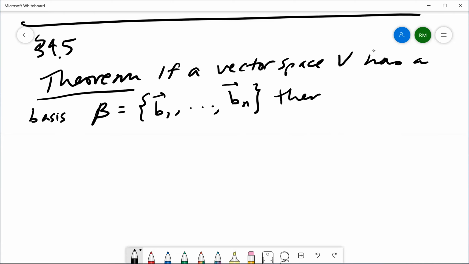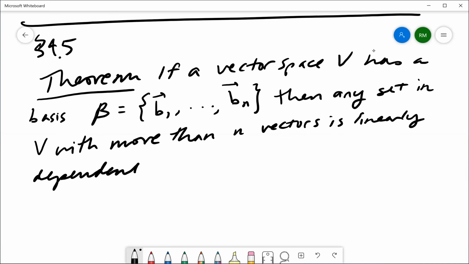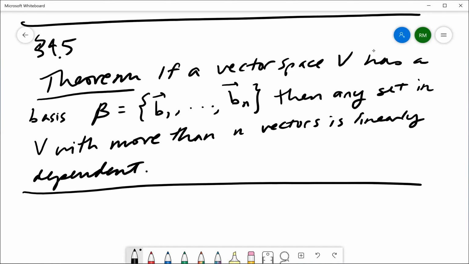then any set in V with more than n vectors is automatically linearly dependent. So for example, in the vector space R3, the real numbers with vectors with 3 entries, any set of 4 vectors must be linearly dependent. So we're not going to prove this exactly, but we're going to show why it's true.